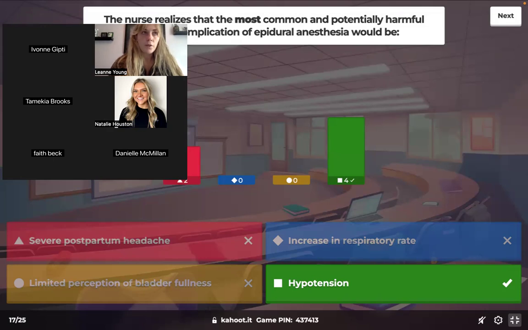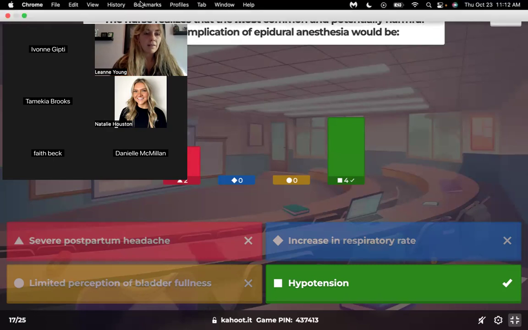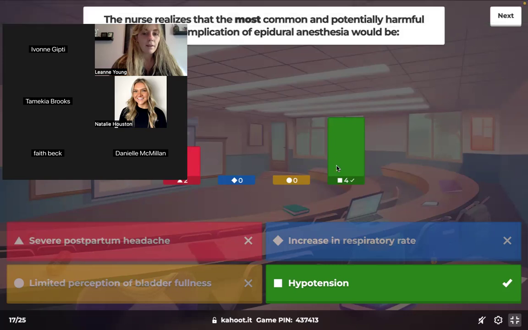We would want to reposition them, so either lay them on their left side or lay them back. We want to give them a fluid bolus. We want to call the anesthesia provider to the bedside so they can administer ephedrine to bring their blood pressure up. And then we want to apply oxygen.